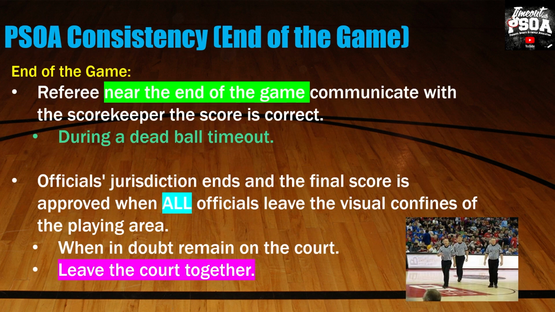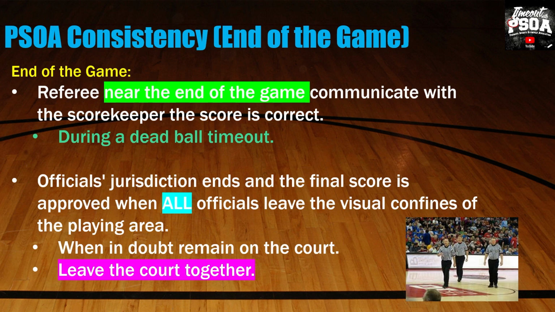The last dead ball officiating, end of the game. Referee, near the end of the game, communicate with the scorekeeper that the score is correct, that fouls are correct. Communicate with the timer. When you see the arm drop, start the clock. All right, this is dead ball officiating near the end of the game.